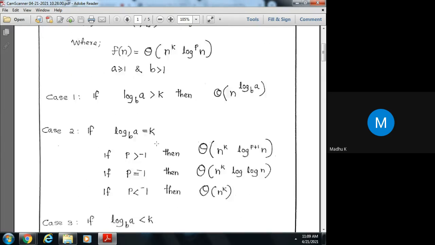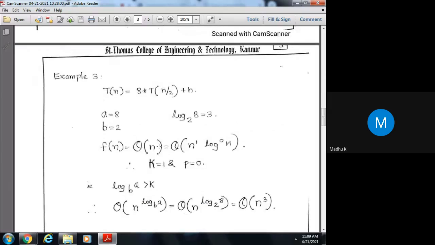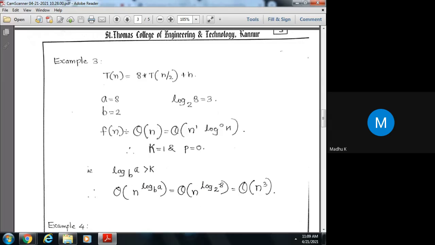Next, we are going to discuss another example. Example 3. T of n is given. As usual, I will ask a question.